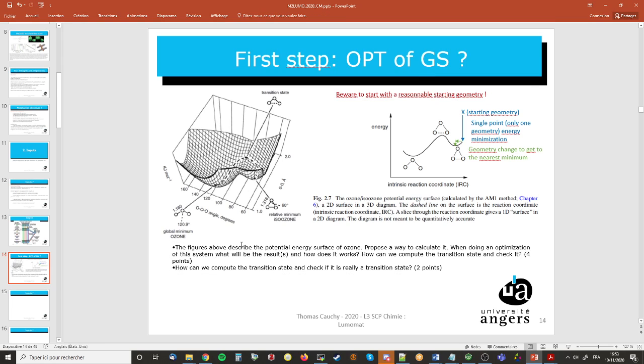So, the figure above describes the potential energy surface of ozone. Propose a way to calculate. So, to have this full potential energy surface, you have either to block the geometry. That means that you will compute the grid of all the points, and you fix the geometry. So you don't let the program change the atom positions. You only do single points, and you minimize the energy of all the geometries here.